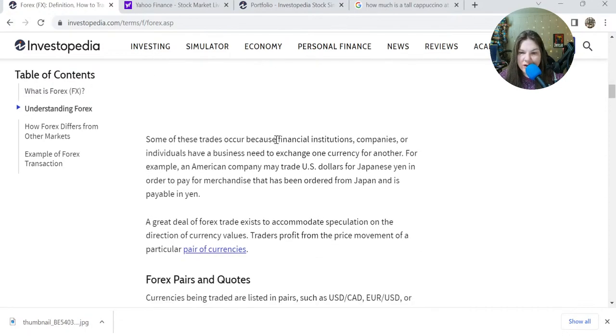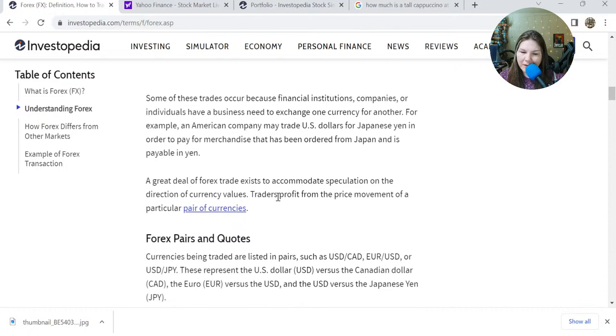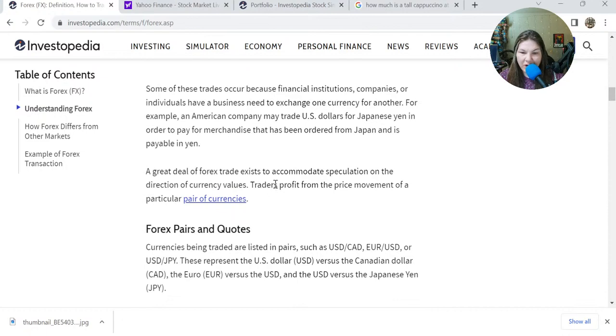Some of these trades occur because financial institutions, companies, or individuals have a business need to exchange one currency for another. For example, an American company may trade U.S. dollars for Japanese yen in order to pay for merchandise that's been ordered from Japan and is probably priced in yen. A great deal of Forex trade exists to accommodate speculation on the direction of currency values.